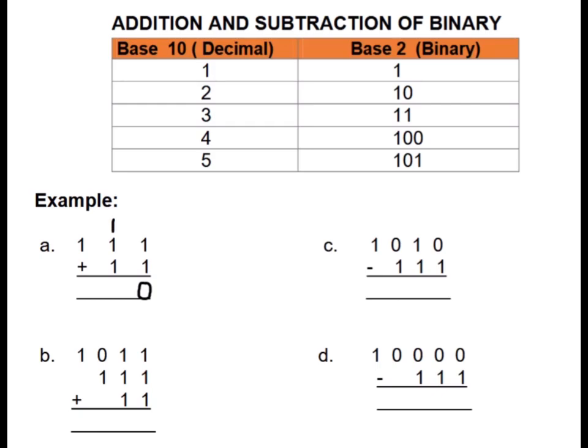So we are having 1 plus 1 plus 1. 1 plus 1 plus 1 will give us 3. 3 in base 2 is 1, 1. So you write 1 and take the 1 to the next side. So 1 plus 1 is 2. 2 in base 2 is 1, 0. Let's go to the next, the B.